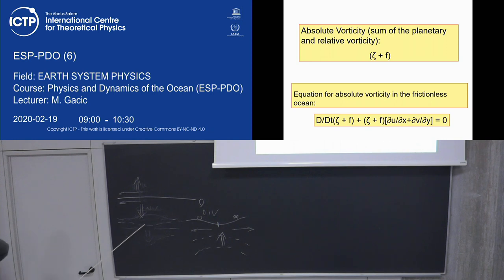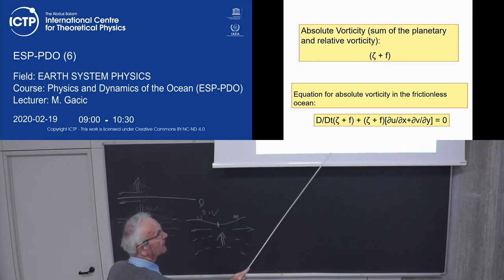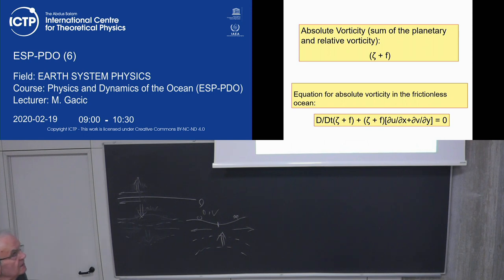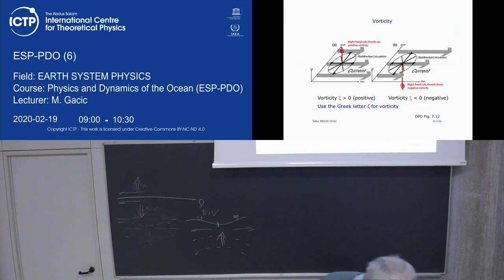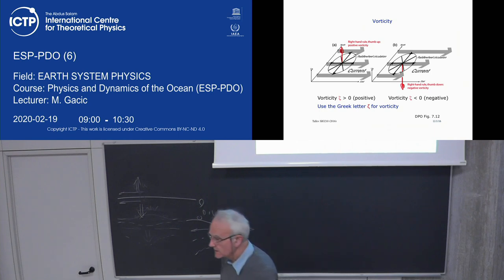This is exactly what is happening here. The convergence generates the stretching of the water column, increasing the water column height. And here we have a divergence and we have a squeezing of the water column. So obviously this has to be multiplied by absolute vorticity. And so this is how we interpret physically the vorticity equation in the frictional fluid.